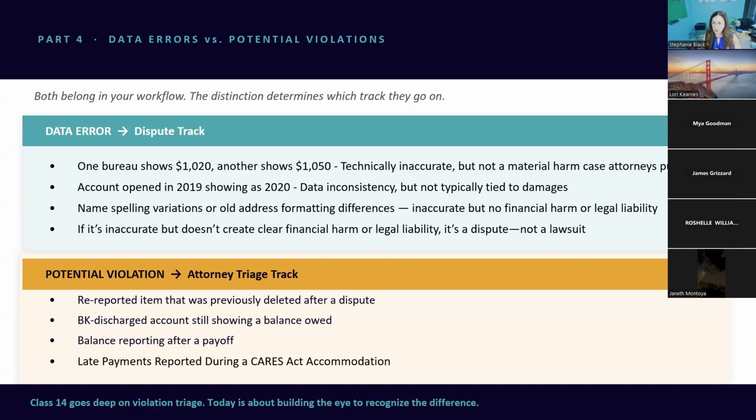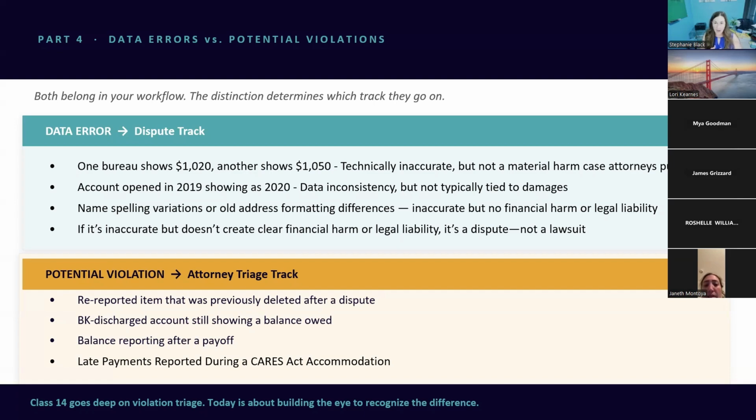Think about it. Is this causing some type of financial harm to the client? Now, when you're on the attorney triage track, you have a re-reported item that was previously deleted after a dispute. There's a lot more examples than I have here, but we're just going to go over a few of the bigger ones. This I've had happen to me. We got something deleted. We actually did a settlement. It was deleted off the credit report, stayed off for a month. The following month, it came back on to one bureau with a balance. That's absolutely a violation. BK, a discharged account still showing a balance owed. If that should have been included in the bankruptcy and it has a balance still reporting, that's absolutely on the attorney triage track, right?